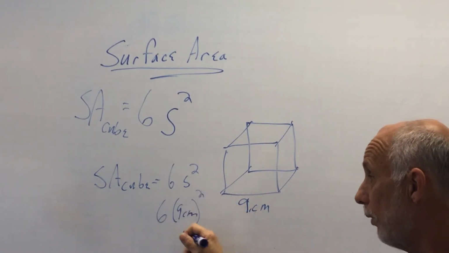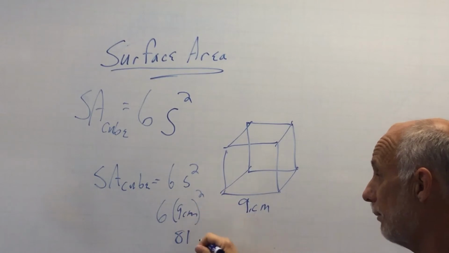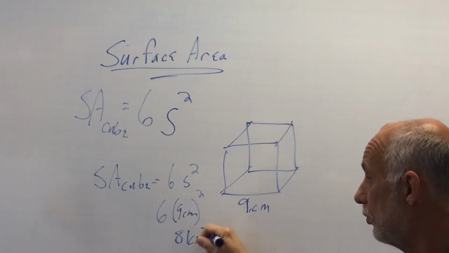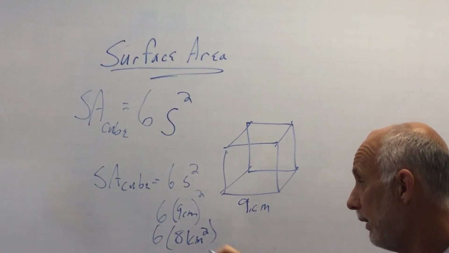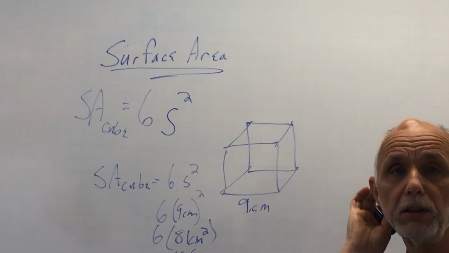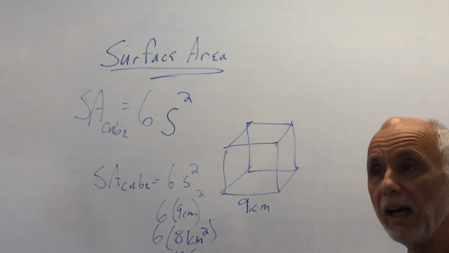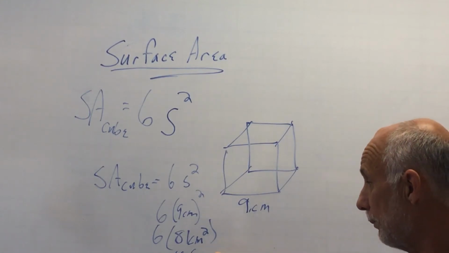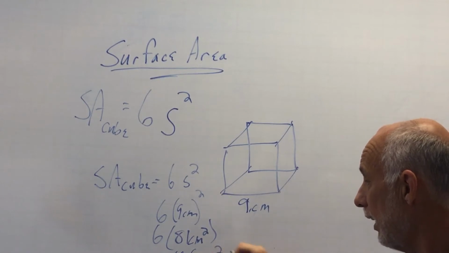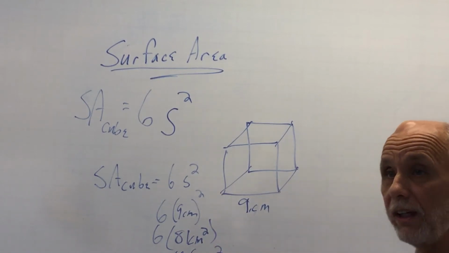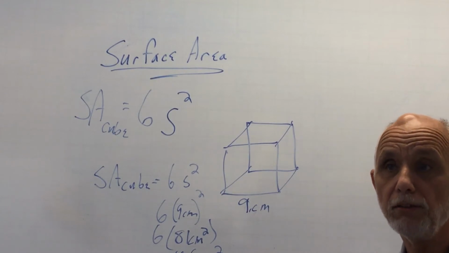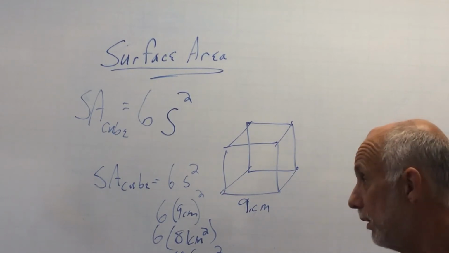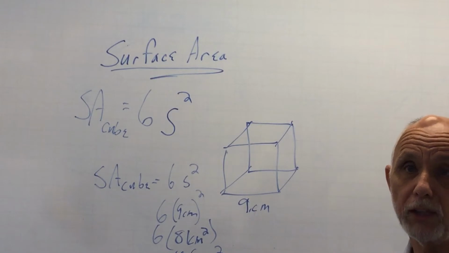9 to the second power is 81. By the way, centimeters times centimeters is centimeters squared. And then you got to multiply that times 6. Now again, remember you don't have to do the multiplication, because you have a calculator that I'm allowing you to use. Now the thing I want you to understand here is that surface area is a square measurement, not a cubic measurement. Volume yesterday was a cubic measurement, but surface area is a square measurement.